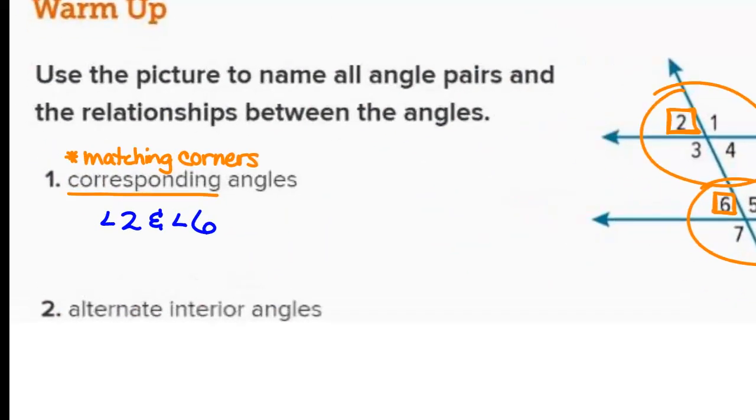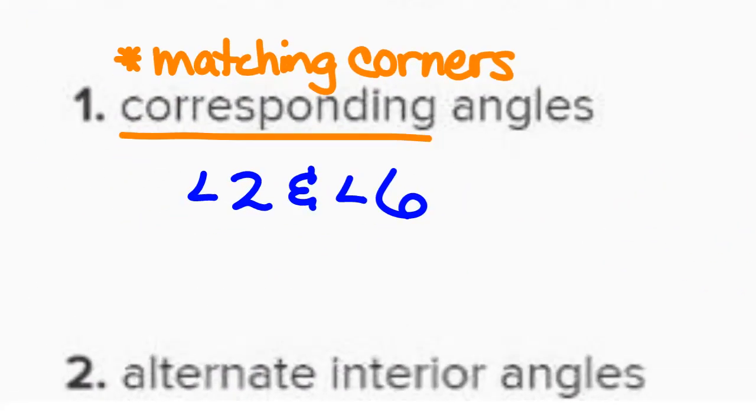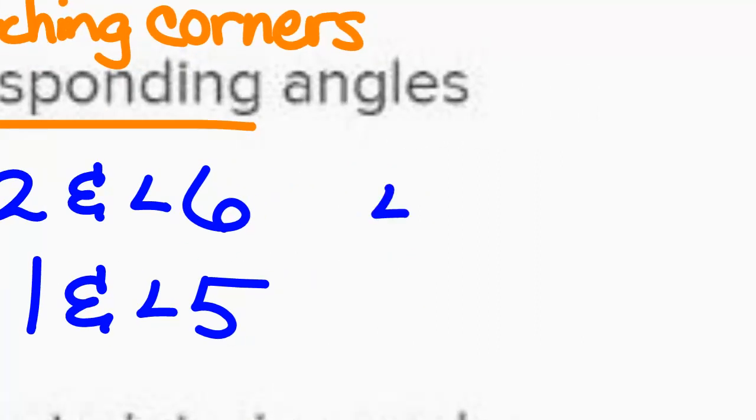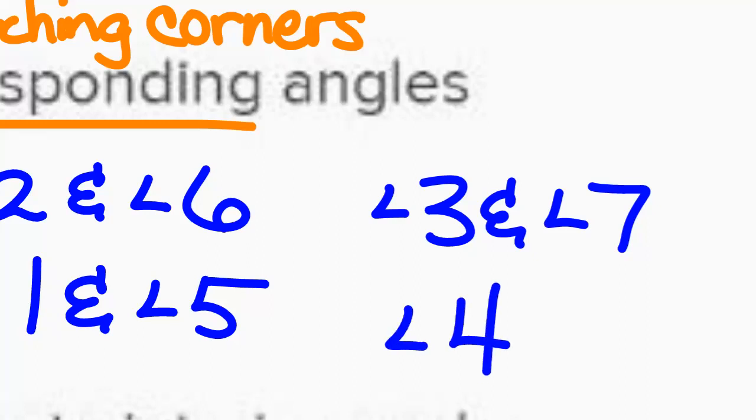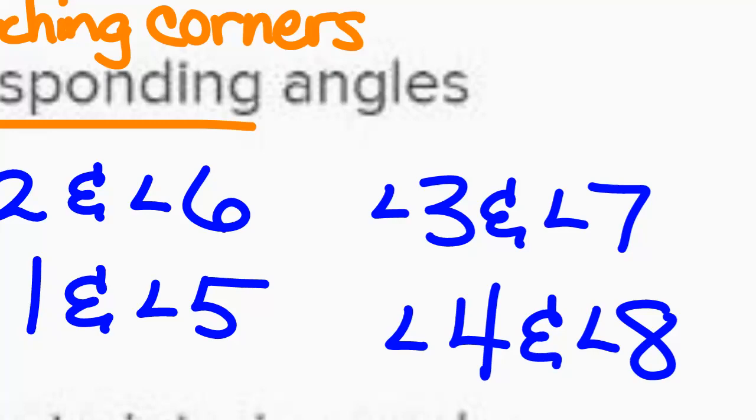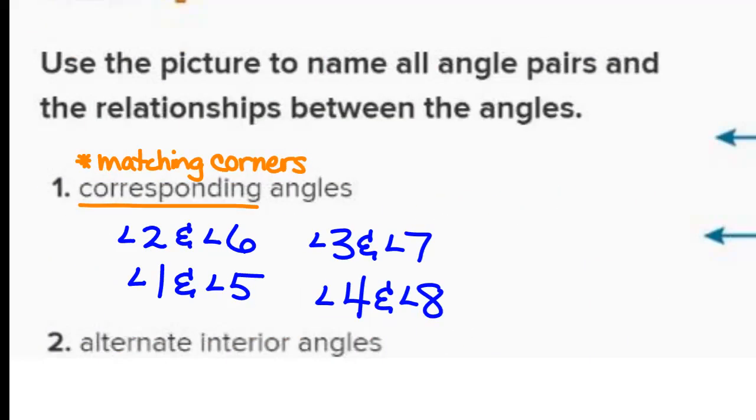What's another pair of corresponding angles? Which ones? 1 and 5. 3 and 7. Angle 4 and angle 8. Nicely done. And then what's the relationship between my corresponding angles? Are they congruent or are they supplementary?